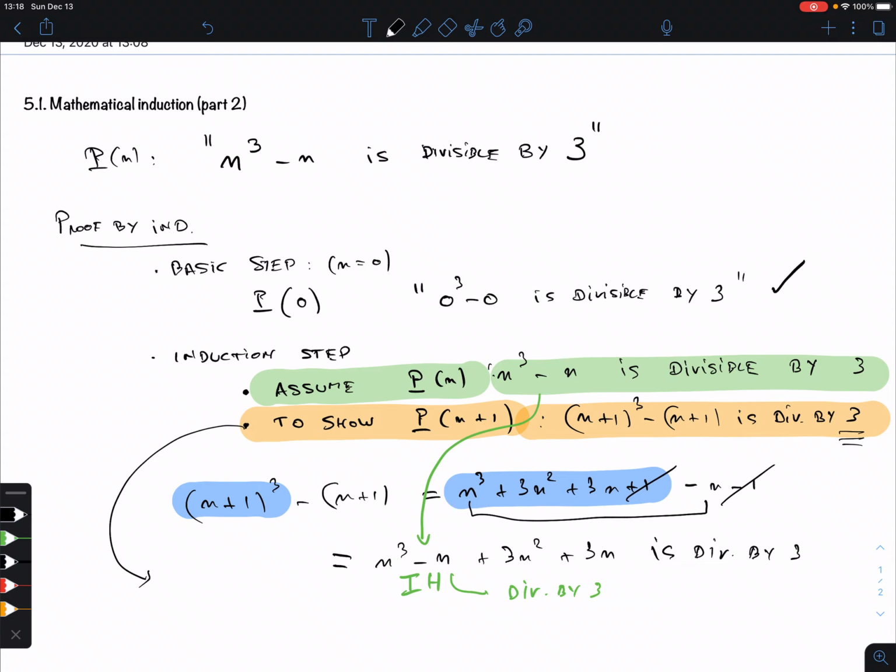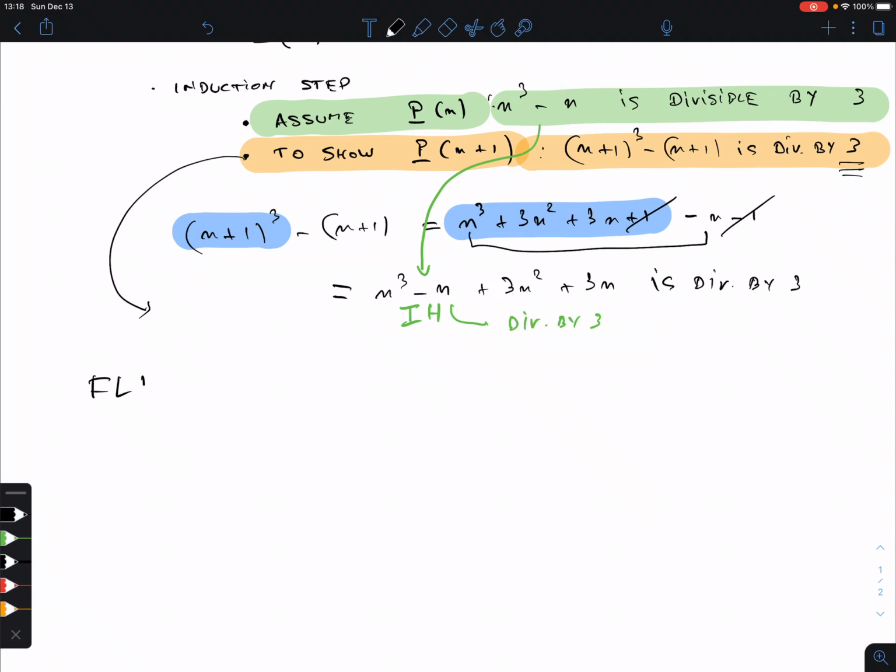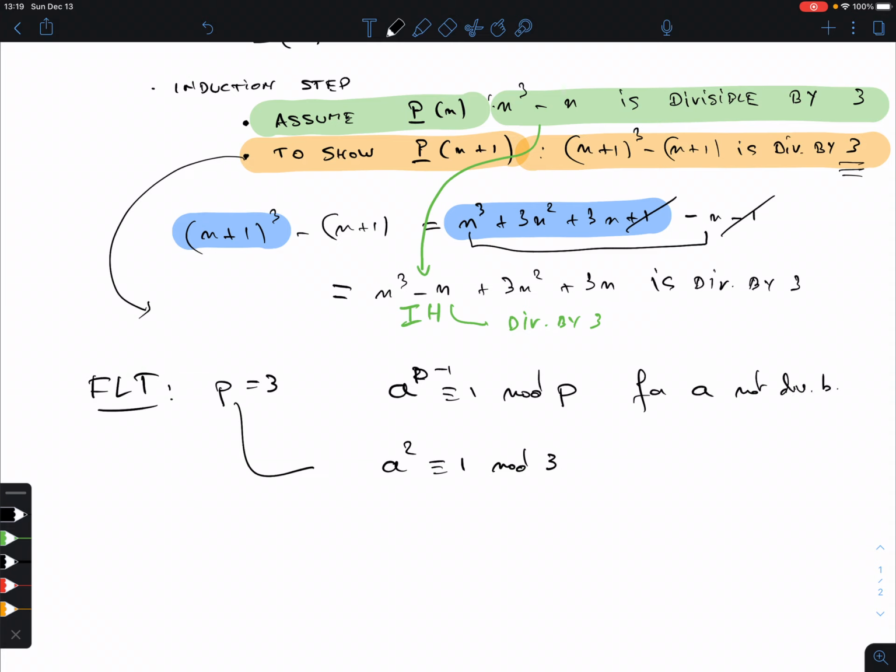Now, incidentally, this proves, remember we saw Fermat's Little Theorem. Let's remind ourselves what Fermat's Little Theorem says. For a prime p, it says that a to the power p minus 1 is equivalent to 1 mod p. This is the general statement. So for p is 3, this becomes a squared is equivalent to 1 mod 3. Well, this was for a not divisible by p. So this is true for a not divisible by 3. Okay. So what we just proved, we didn't prove this yet.